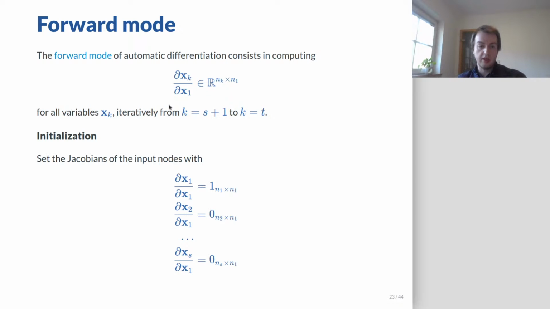So the first step is to initialize the Jacobians associated to the input nodes. If our goal is to compute the Jacobian of xt with respect to x1, we would set the Jacobian of x1 with respect to itself to the identity matrix of size n1, and then we would set the Jacobians of the other input variables, x2 to xs, with respect to x1, to zero matrices of size n2 times n1, n3 times n1, and up to ns times n1.